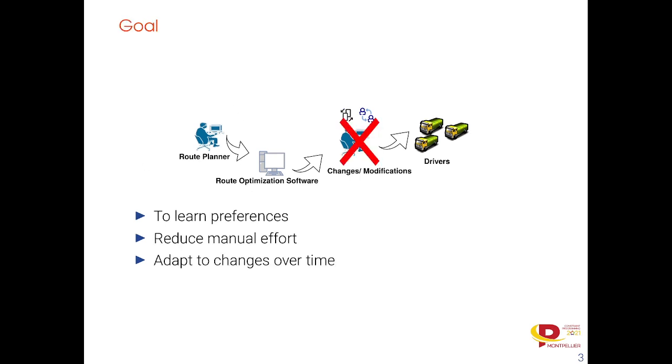Our goal in this paper is to capture the preferences of the drivers and propose routes which would respect their preferences. In this way we want to eliminate, or at least reduce, the number of manual changes made by the planners. We also want it to be adaptive, so that if the preferences change over time we should be able to integrate that in our framework.